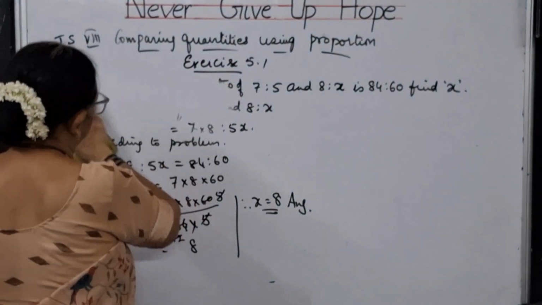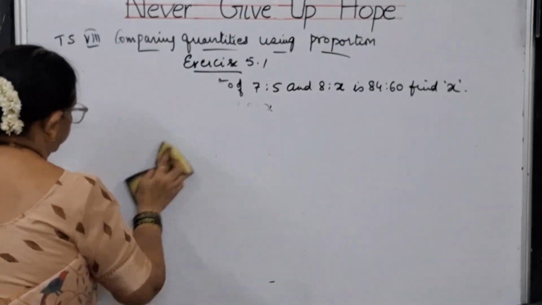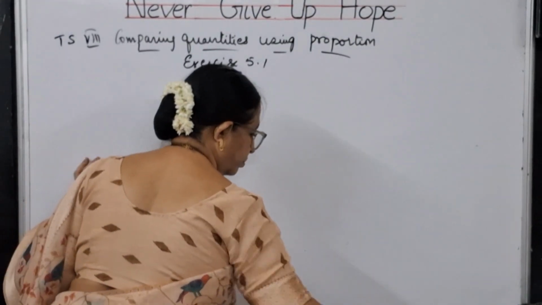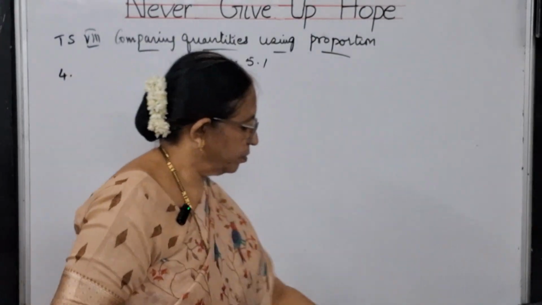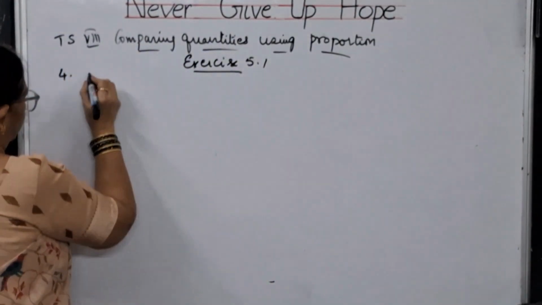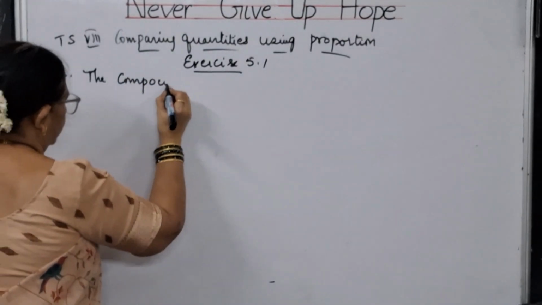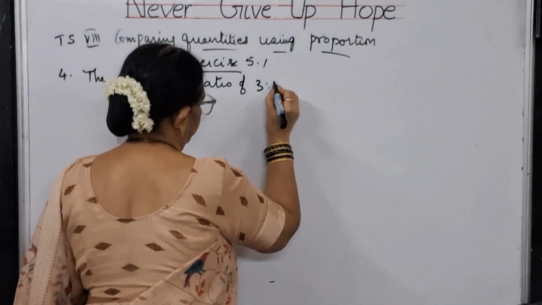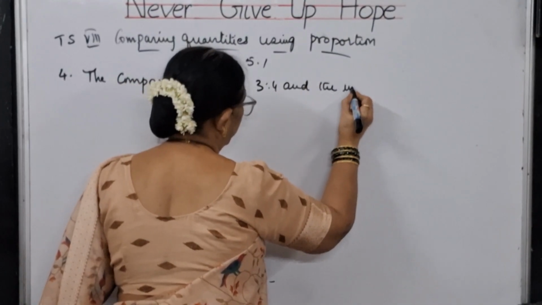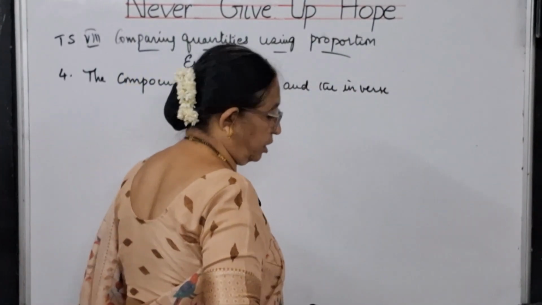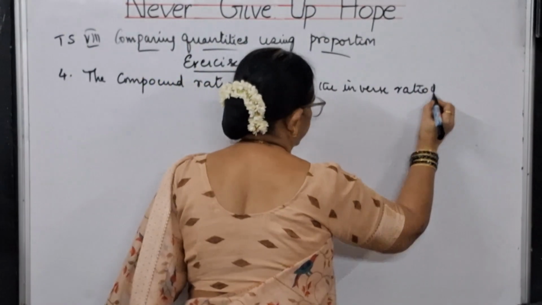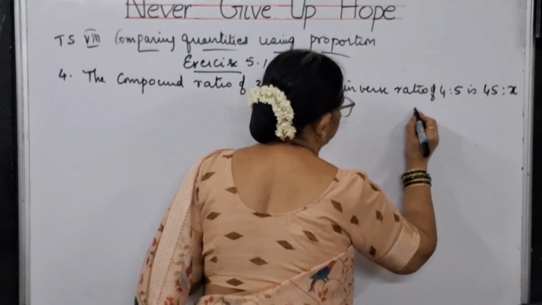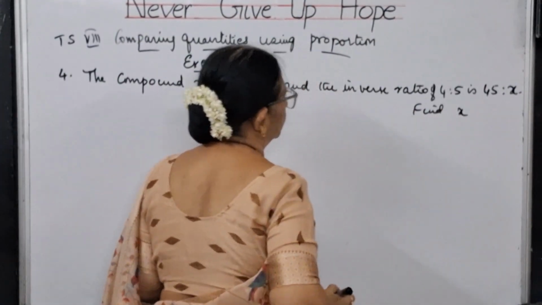Now, fourth problem. The compound ratio of 3 is to 4 and the inverse ratio of 4 is to 5 is 45 is to x. Find x. This is the question.